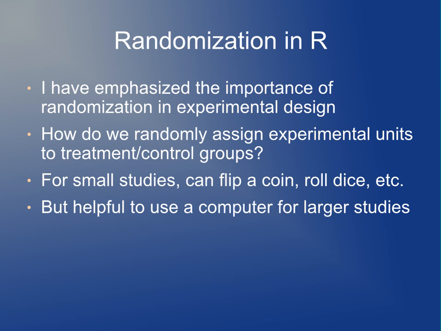And so now I'll give an example of doing randomization in R. In last week's lectures, I talked about the importance of randomization in experimental design, that we should randomly assign experimental units to treatment groups and control groups, and that's better than any sort of non-random selection. For small studies, this is relatively straightforward. You can just flip a coin, roll dice, whatever the case may be. But if you have a study with like 1,000 participants, you'll probably want to use a computer to do your randomization.